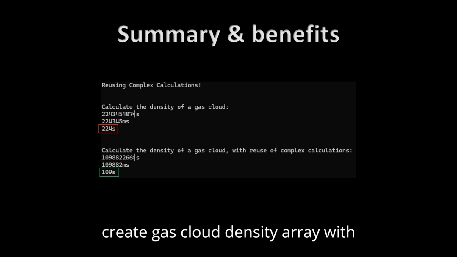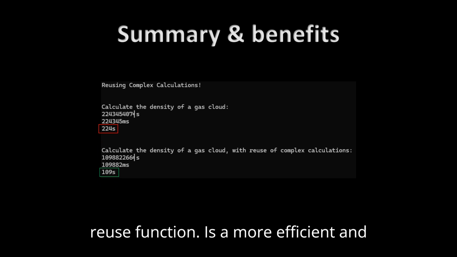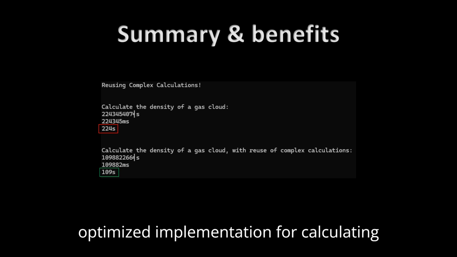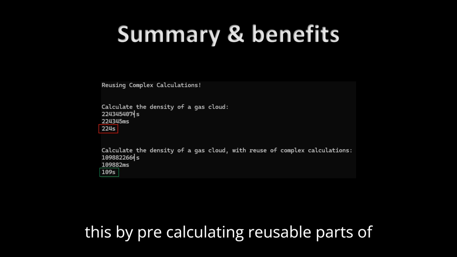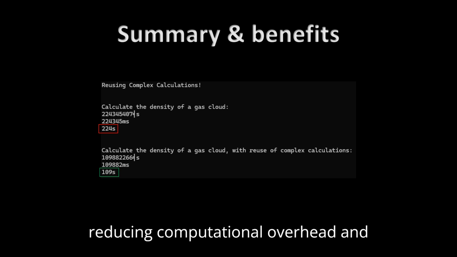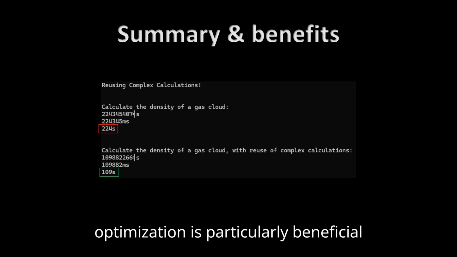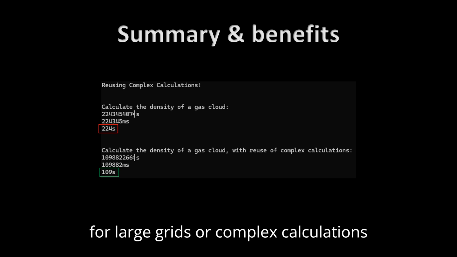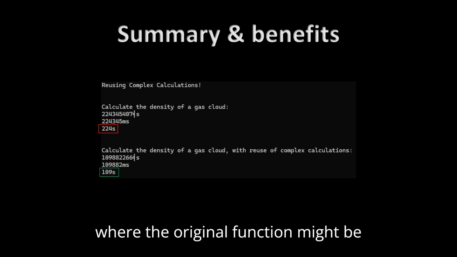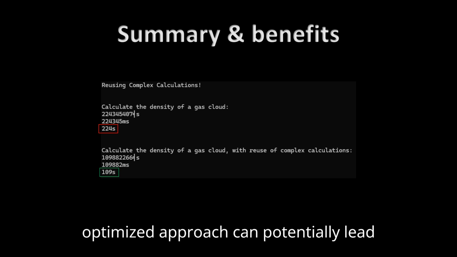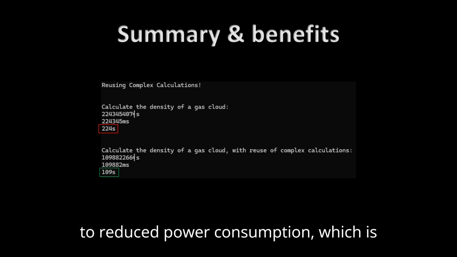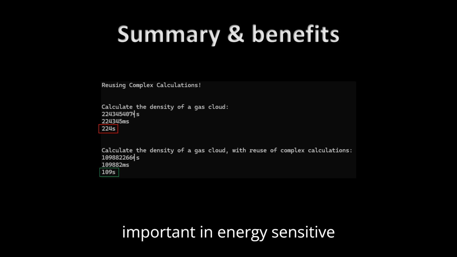Summary. The Create Gas Cloud Density Array with Reuse function is a more efficient and optimized implementation for calculating the density of a gas cloud. It achieves this by pre-calculating reusable parts of the concentration formula, thereby reducing computational overhead and improving performance. This optimization is particularly beneficial for large grids or complex calculations where the original function might be inefficient. Additionally, the optimized approach can potentially lead to reduced power consumption, which is important in energy-sensitive applications.